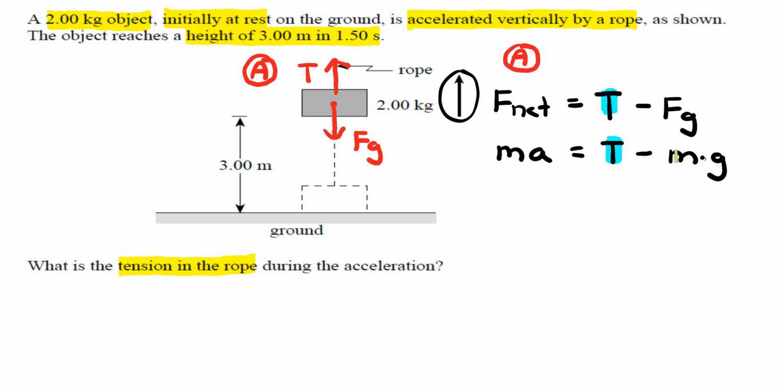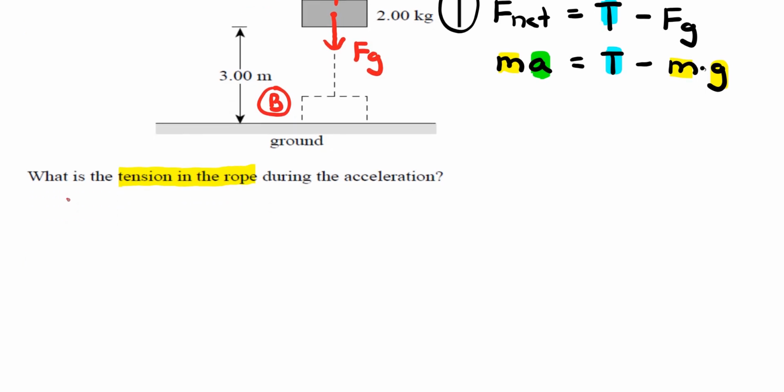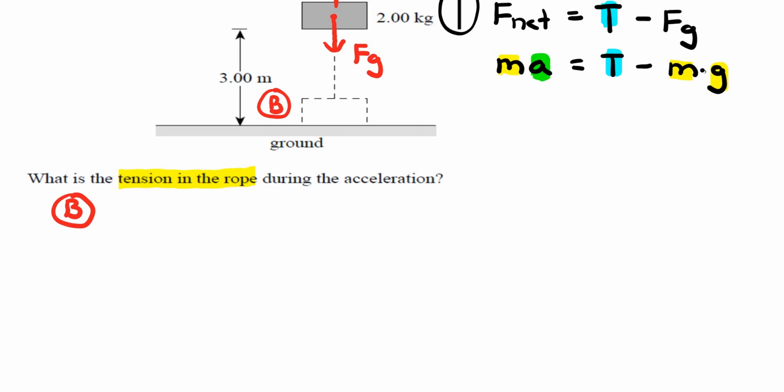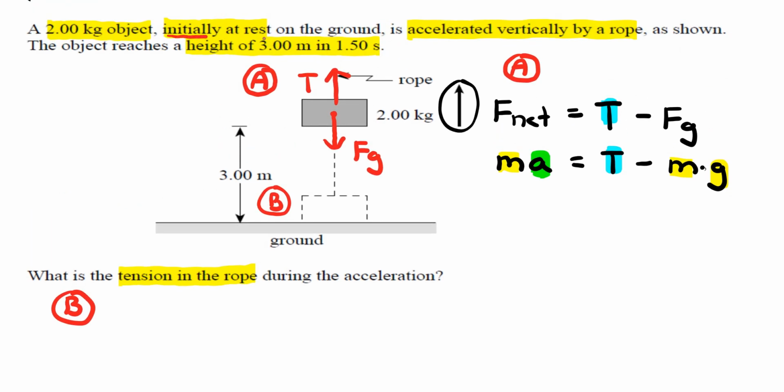Now, we do know the mass. Mass is just going to be 2 kilograms. We know G is going to be 9.80. And then our goal now is to find the acceleration here. Now, in order to find the acceleration, we need to look at the problem at situation B when the object is on the ground and when it's being moved in the upwards direction and once it clears the 3 meters in 1.5 seconds. Okay, so when we're at situation B, the question literally tells us that it's initially at rest.